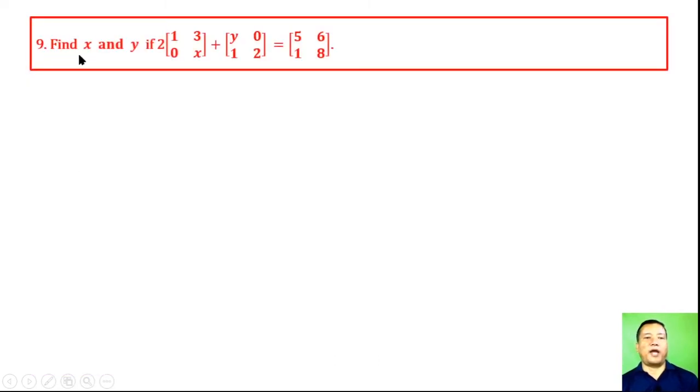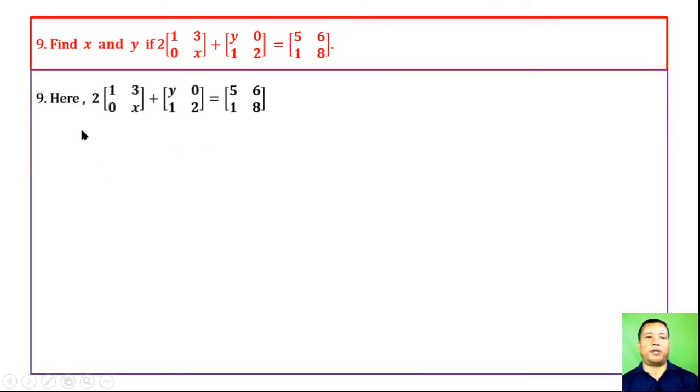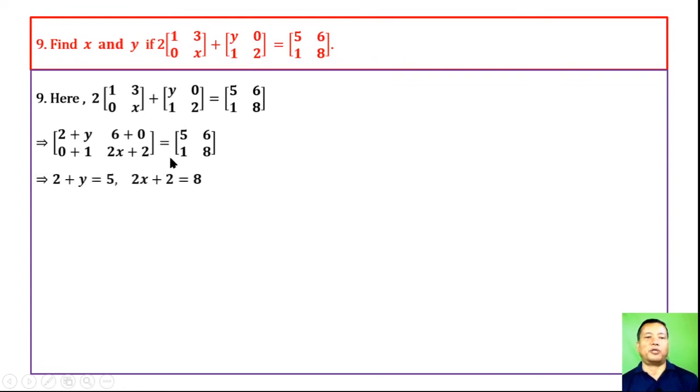Question number 9. Find small x and small y if 2 times a 2 by 2 matrix plus a 2 by 2 matrix equals a 2 by 2 matrix. In the matrix equation, equate the corresponding elements and add the corresponding entries: 2 plus y equals 5, and twice x plus 2 equals 8. Therefore x is 3 and y is 3.